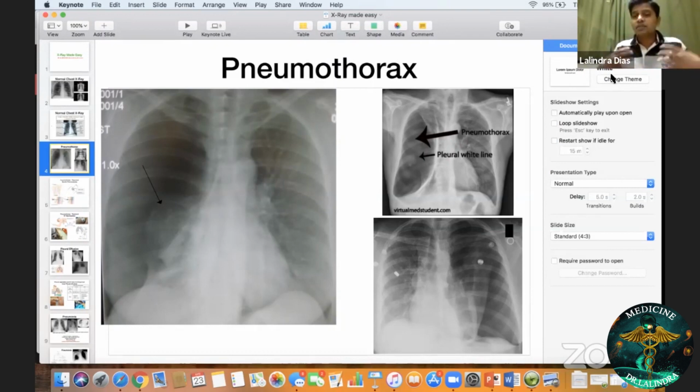And when you get a severe pneumothorax, why? This air compresses the heart. So the heart contractility is reduced. So you get low blood pressure, right? You get low blood pressure. And so these are the conditions of tension pneumothorax, all right?